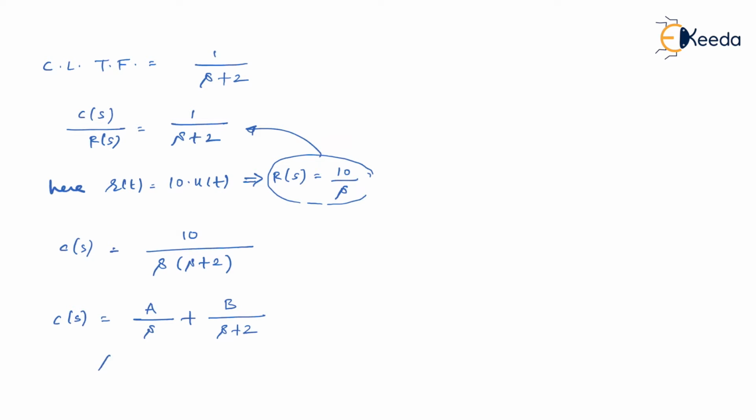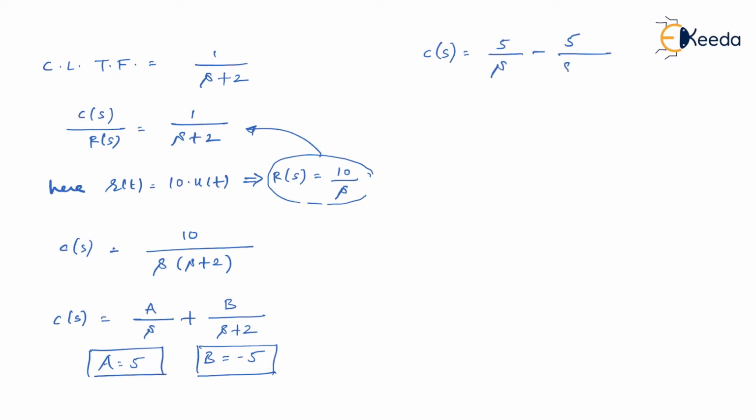Value of a is equal to 5 and value of b is minus 5. So let me substitute. What I have is C of s, so it is 5 upon s minus 5 upon s plus 2.